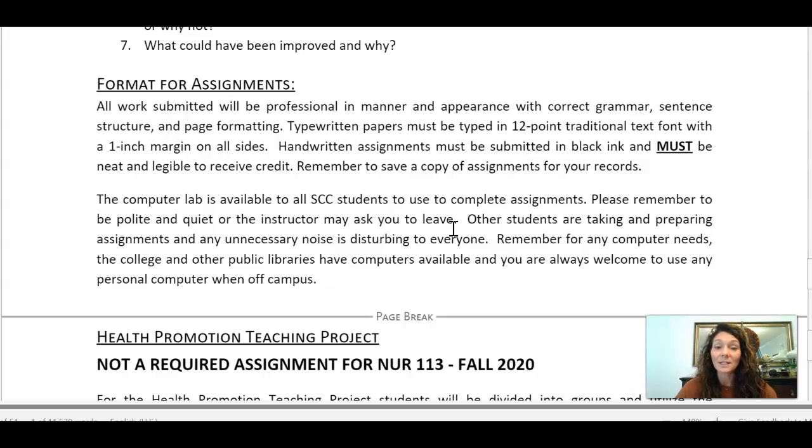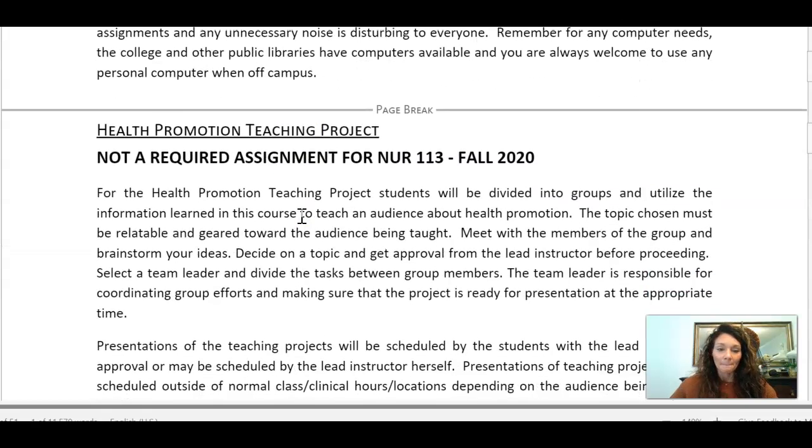Handwritten assignments need to be turned in black ink. They must be neat and they must be legible for you to receive credit. And remember to save a copy of assignments for your records, okay? The computer lab is available to anybody who needs a device to type your assignment on. So just remember that.